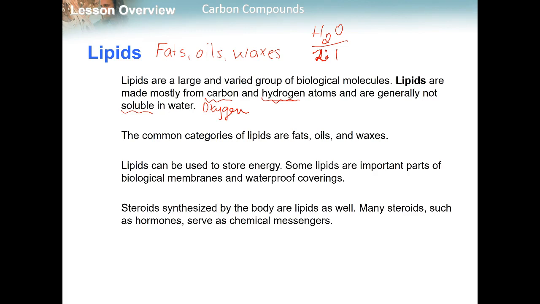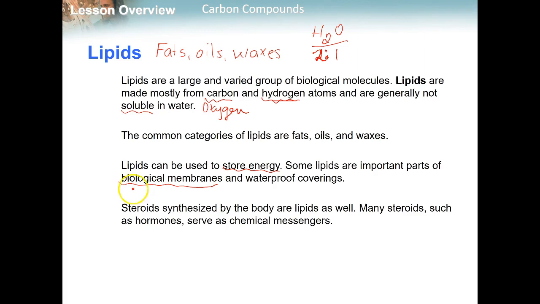They are used to store energy, but it's more long-term storage rather than quick storage like glucose and the sugars and carbohydrates were. We're also going to find that lipids are important parts of biological membranes. We're going to talk about lipid tails in Chapter 7 in making up the cell membrane. They're also there for waterproof coverings to help keep water in. When you've got that lipid covering, you're not going to have dehydration really quickly.